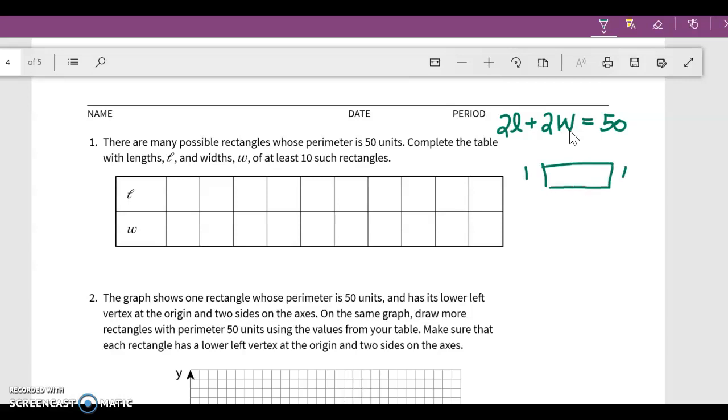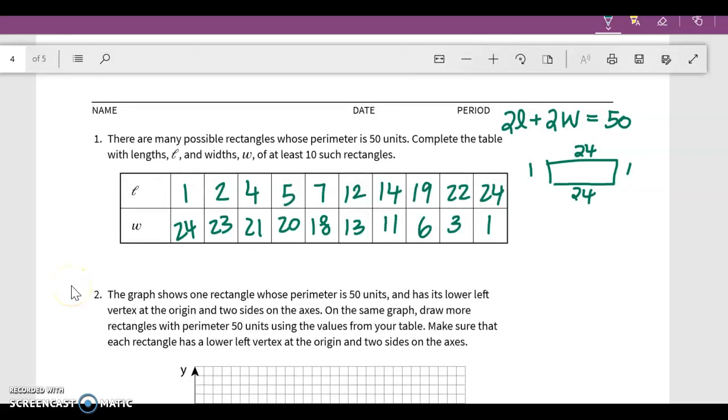So I can give a couple examples right here. I know that if I have a length of 1 and a width of 24, they add up, I will get 50. So I'm going to write this out in my table. I'm also going to go ahead and fill this table up for you guys, and then we'll move on from there. These are just the combinations that I figured out, but maybe you may have different answers from these. As long as the perimeter adds up to 50, then it should be fine. But we're going to use these data to plot our graph.